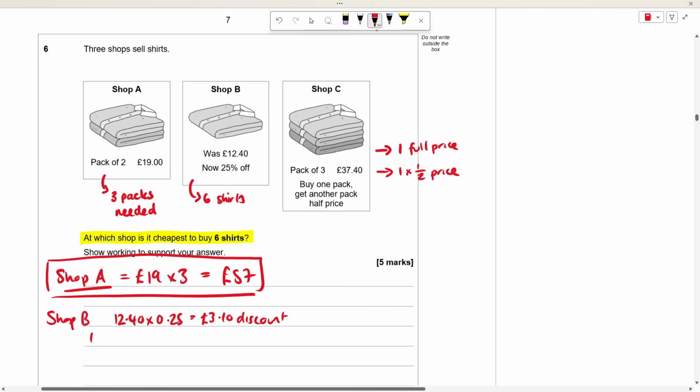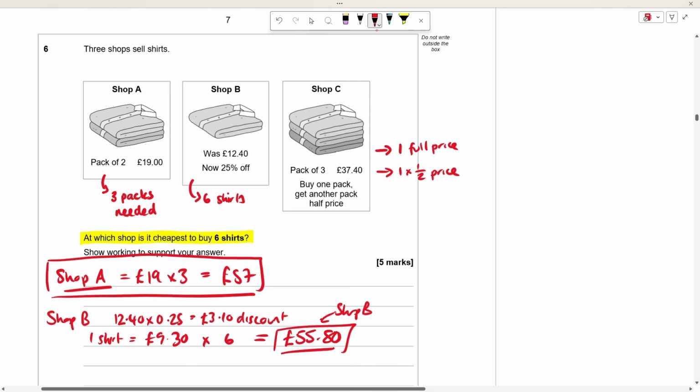So that means that 1 shirt is going to equal £12.40 minus £3.10, which gives me an answer of £9.30. Now with that, I then need to buy 6 of those. So I'm buying 6 shirts at £9.30, which comes up to a cost of £55.80. So that's shop B.